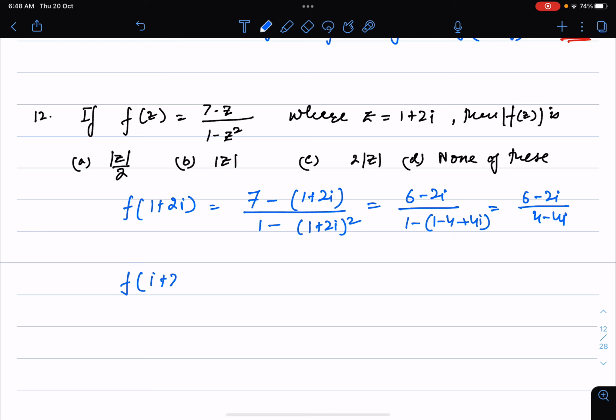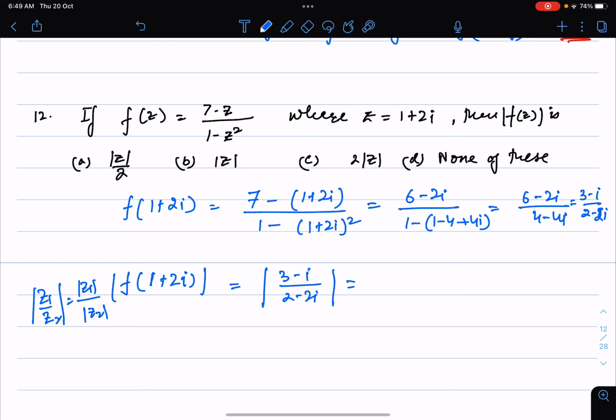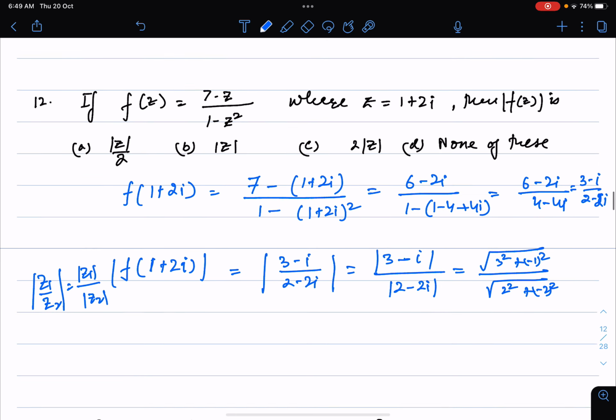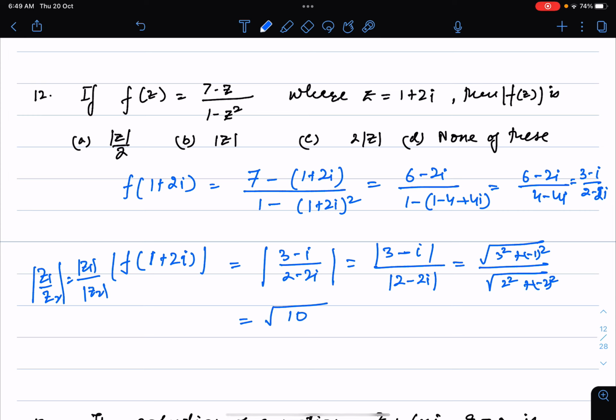I want mod of this. We can divide it also by 2, the numerator and denominator: 3 minus iota over 2 minus 2 iota. So mod f(z) is equal to mod of (3 minus iota) over (2 minus 2 iota). We know this property, mod of z1 by z2 is equal to mod z1 upon mod z2. Applying this property, this becomes root of 3 square plus (minus 1) square upon root of 2 square plus (minus 2) square, and this comes to be root 10 upon root 8.